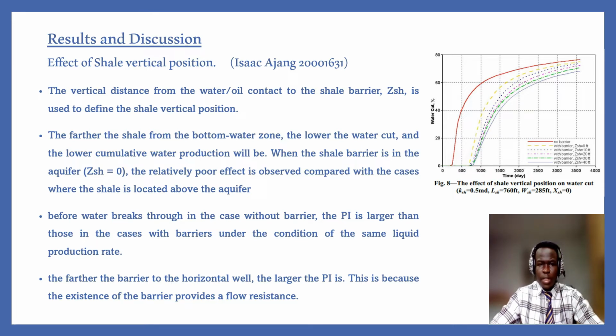When the shale barrier is in the aquifer, a relatively poor effect is observed compared with the cases where the shale is located above the aquifer. Before the water breaks through, in the case without the barrier, we can find that the productivity index is larger than in the case with the barrier, under the condition of the same liquid production rate. Also, we can see that the further the barrier is from the horizontal well, the larger the productivity index is, and this is because the existence of a barrier provides flow resistance.